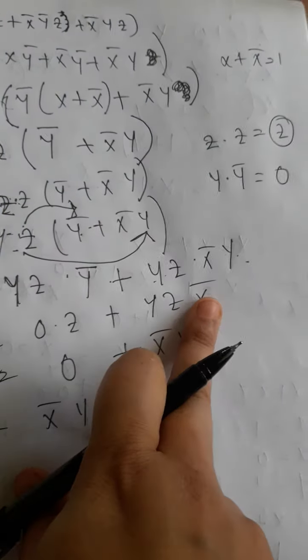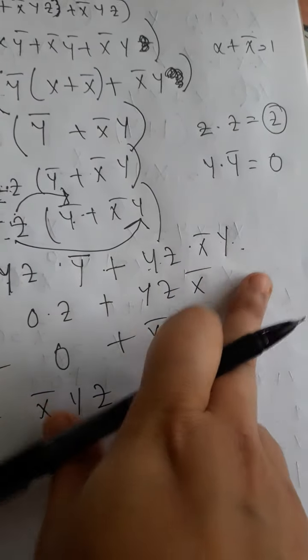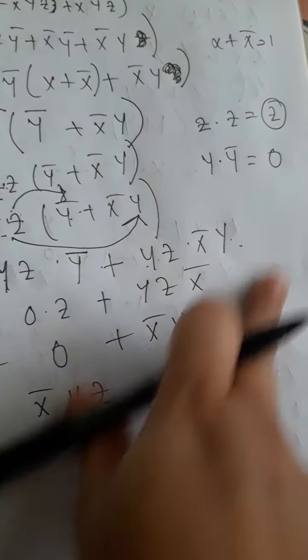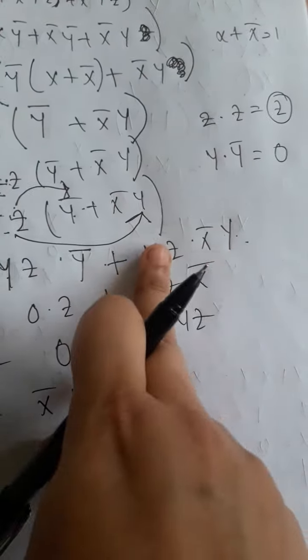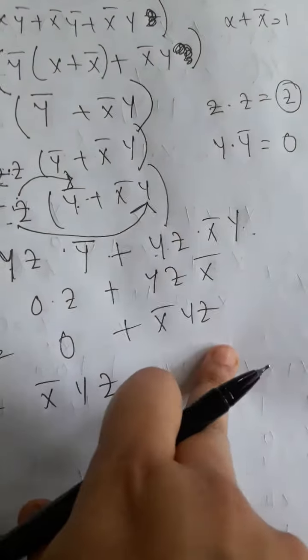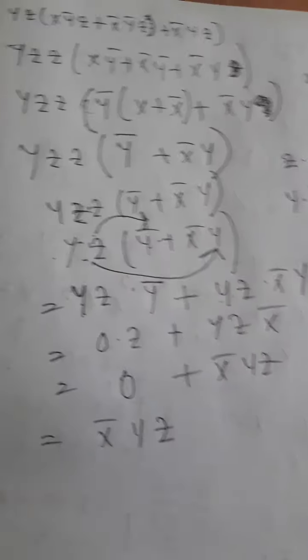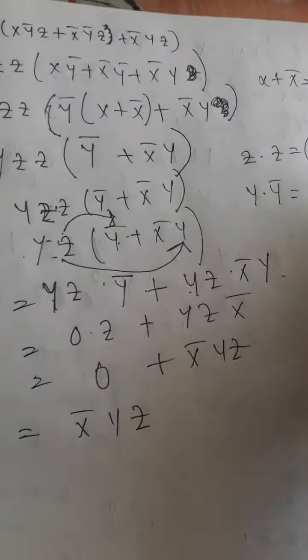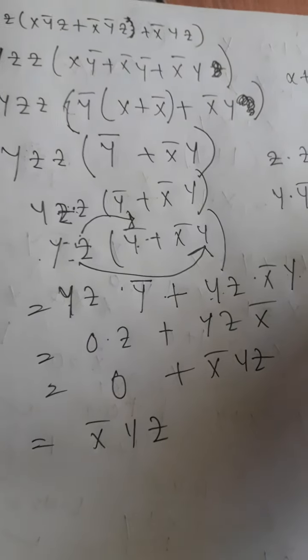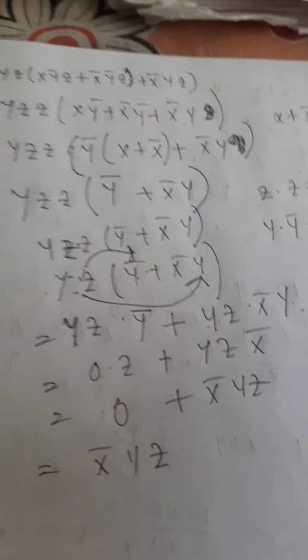x bar y. So when y comes two times in multiplication, y into y will be y, and z x bar. So the final output will be x bar yz. I hope it will help you to solve any simplification problem using Boolean algebra. Thank you.